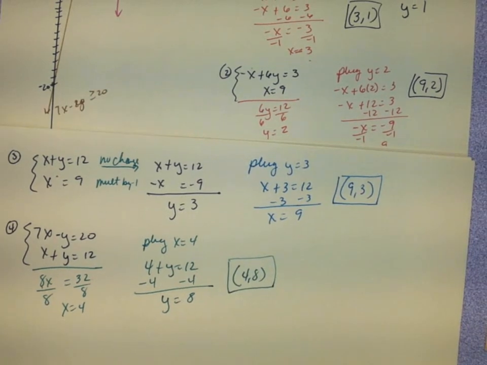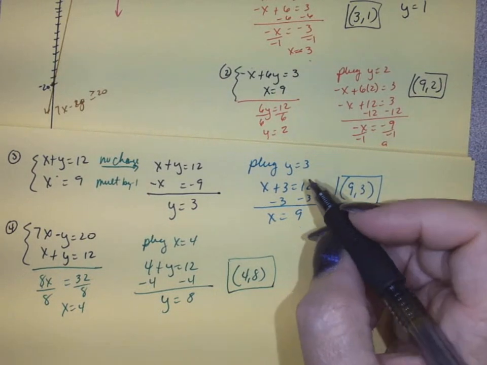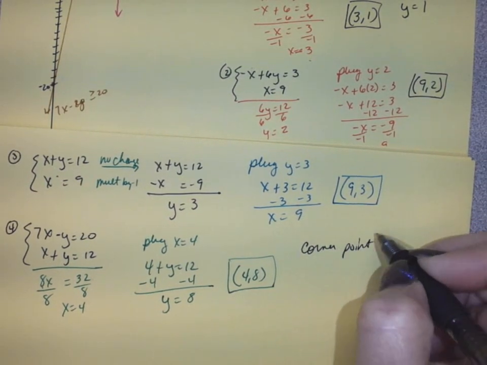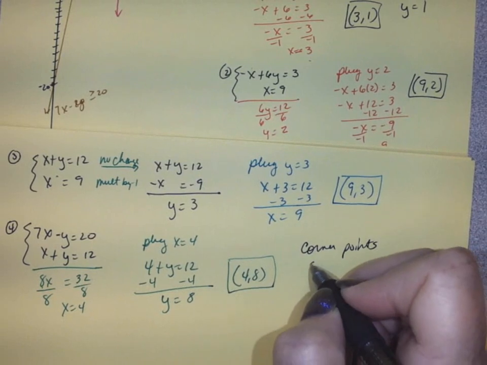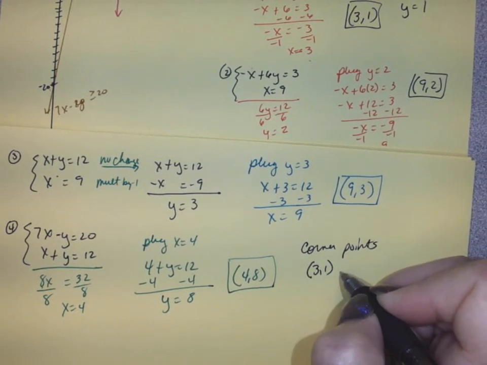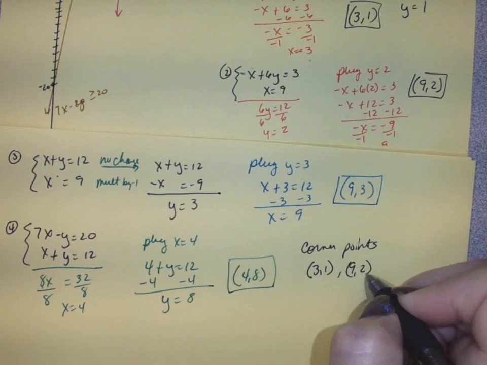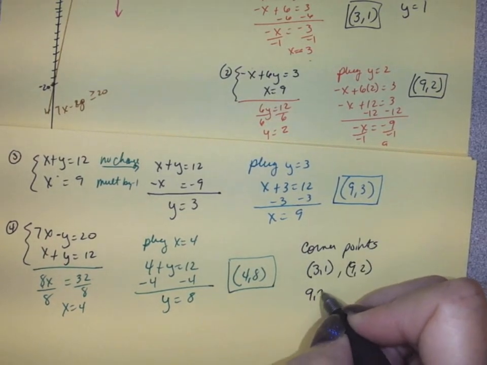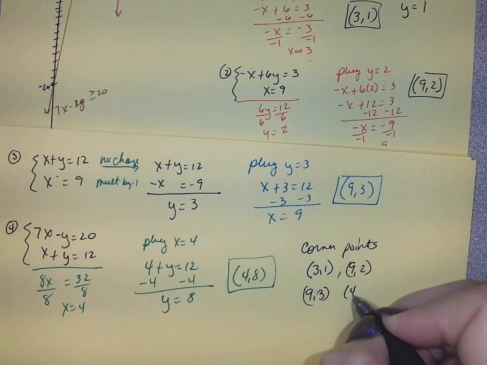So I'm going to now make a box for you that we have the corner points. We found 3, 1, we found 9, 2, we found 9, 3, and we found 4, 8.